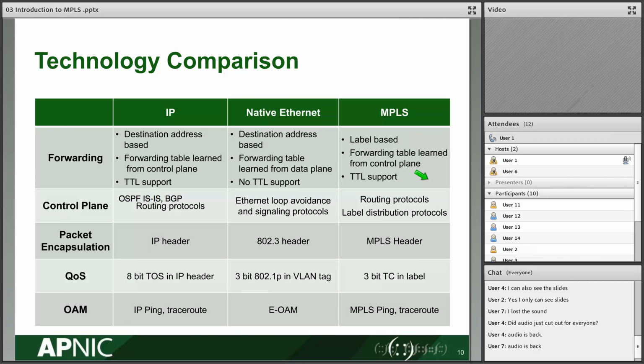The table is the label forwarding table, and yes, it supports TTL. IP also supports TTL, reducing the value by one at each hop. For MPLS, the control plane can be set up by the routing protocols or label distribution protocols. The labels are distributed by the label distribution protocols. LDP is one protocol to distribute labels, and MP-BGP.